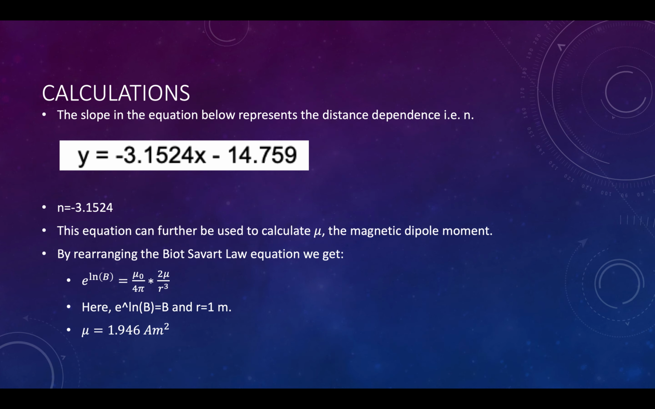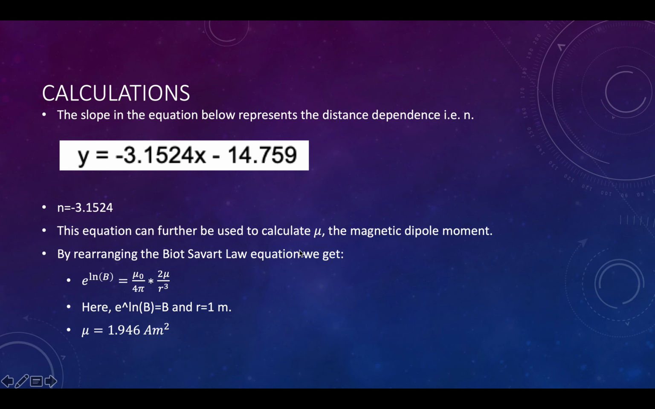Here are the calculations for the experiment. This is the equation from the graph as previously stated. The value of n, the distance dependence, is the slope of the graph, which is negative 3.1524. This equation can be further used to calculate mu.